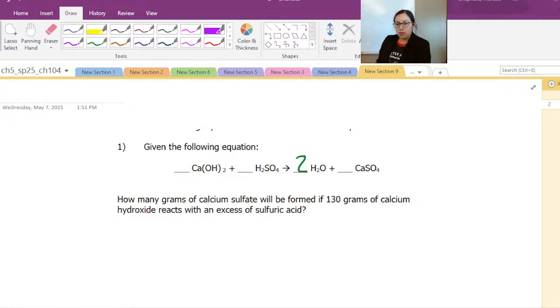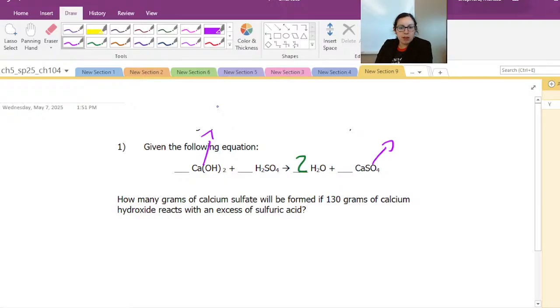So let's see how this one is going. So what do we have to do? What extra info do we need? Molar weight of calcium sulfate and calcium hydroxide. Excellent. So what do we get?